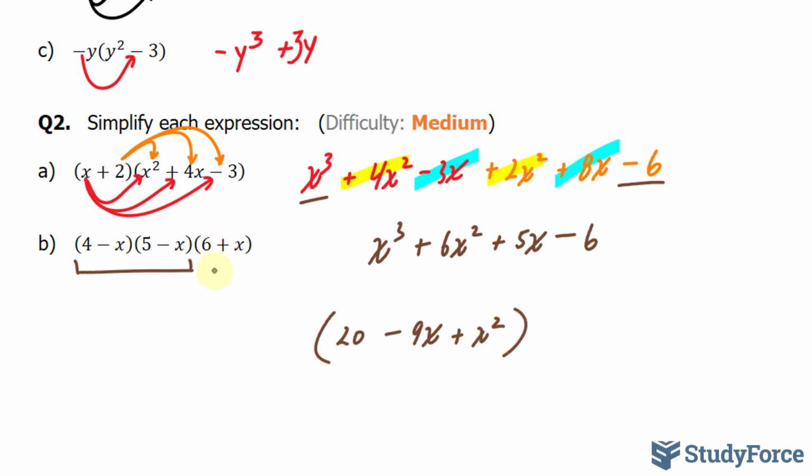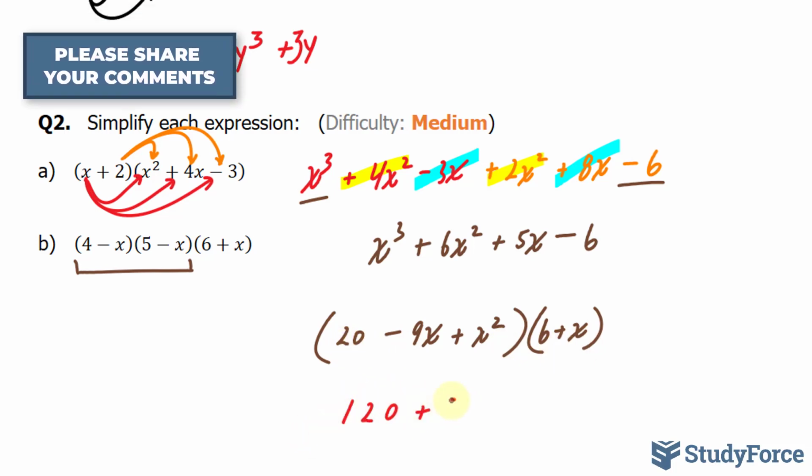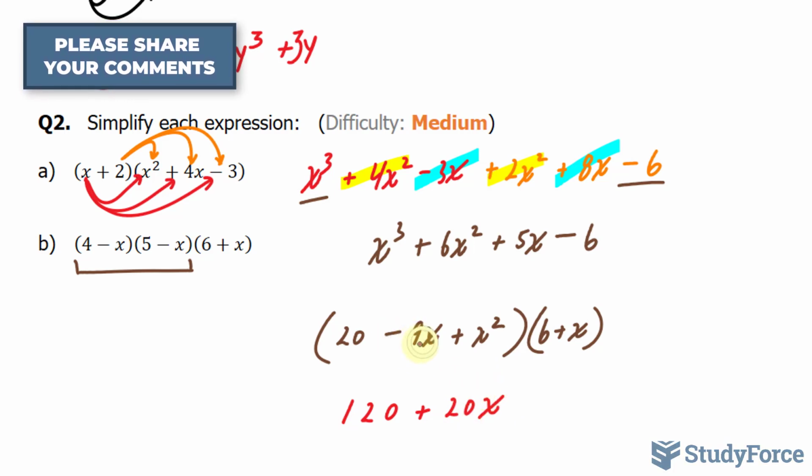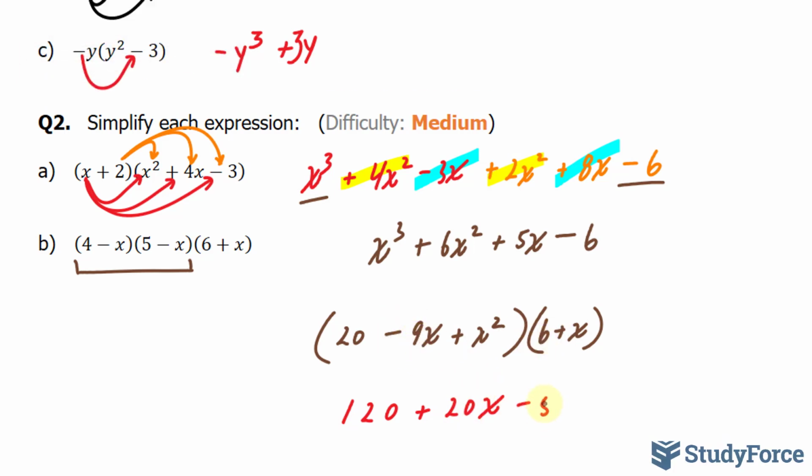And now we'll multiply this to 6 plus x using the exact same technique as in a. 20 times 6 is 120. 20 times x is positive 20x. Minus 9x times 6 is minus 54x. Minus 9x times x is negative 9x squared. X squared times 6, and finally x. This gives us 6x squared plus x cubed.